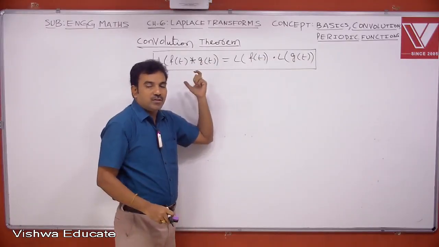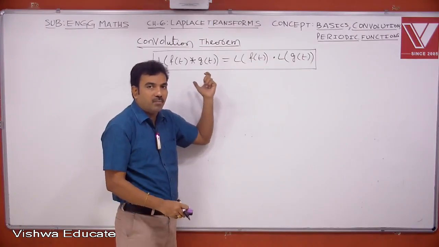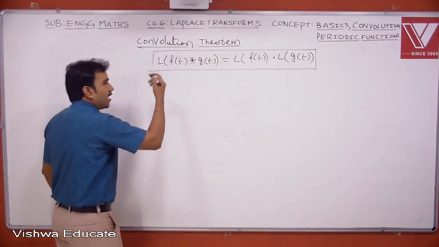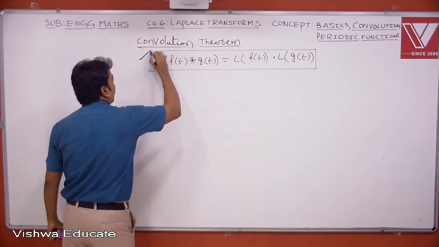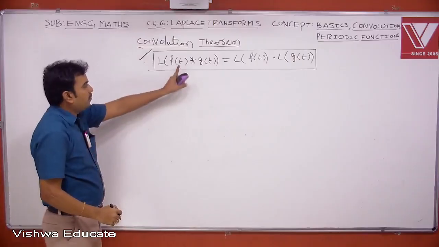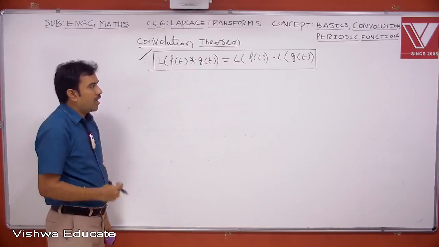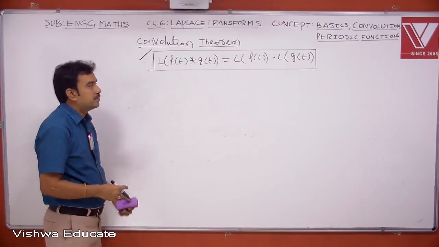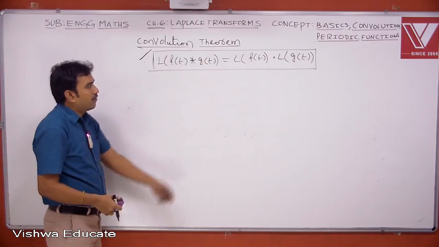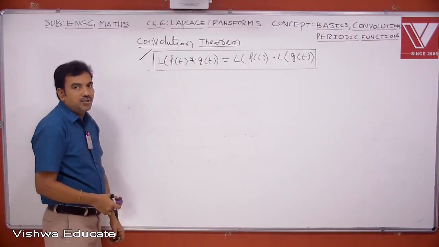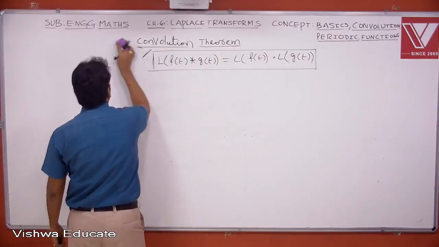This is very useful in getting the inverse Laplace transform of a product of two functions in the variable s. I will discuss it again during the inverse Laplace transform session. For the time being you can note down this: Laplace of f of t star g of t equal to L of f of t dot L of g of t.